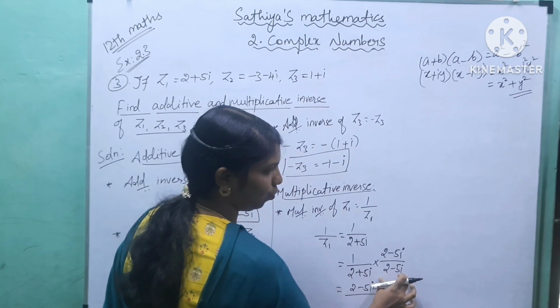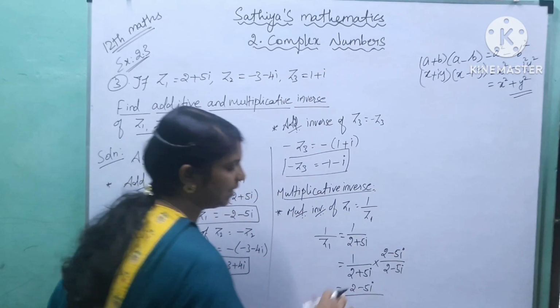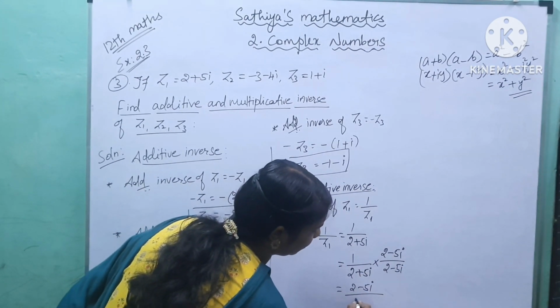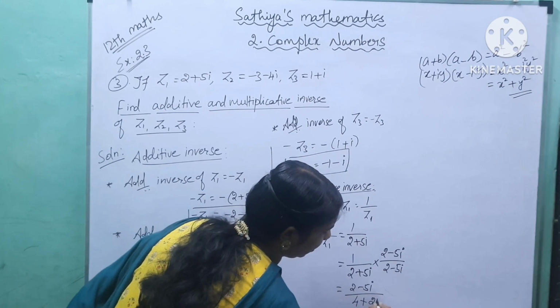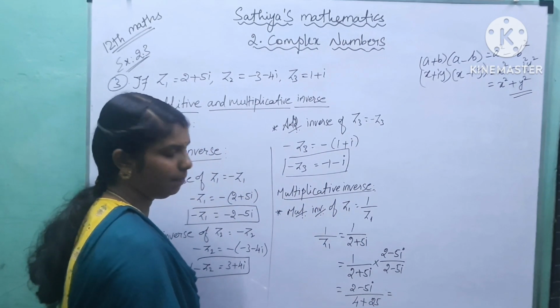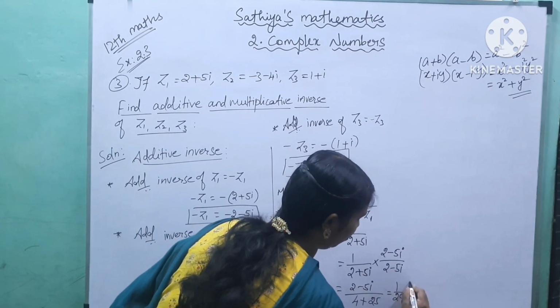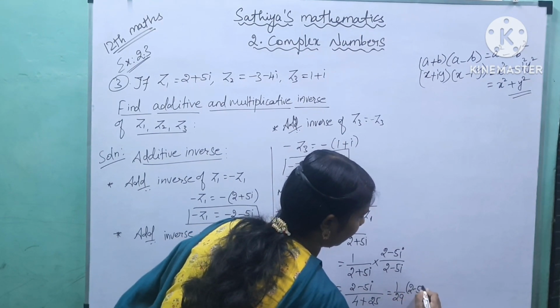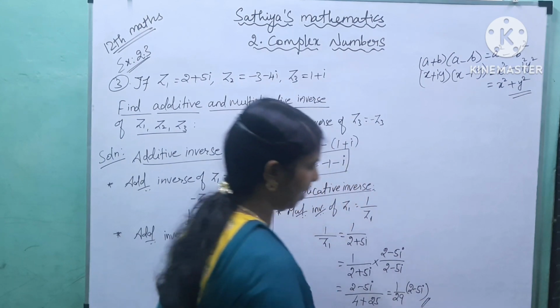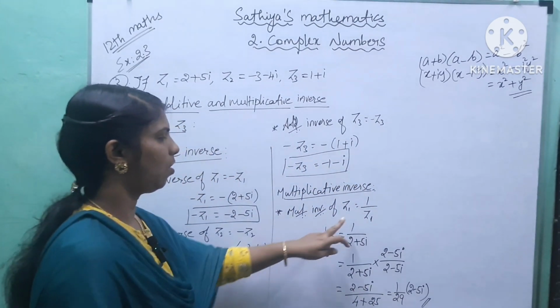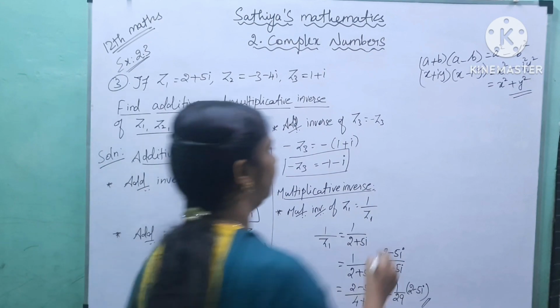2 plus 5i into 2 minus 5i becomes 2 square plus 5 square. 2 square is 4 plus 5 square is 25. So 25 plus 4 is 29. So how can we write this? 1 by 29 into 2 minus 5i. This is the multiplicative inverse of the complex number z1.